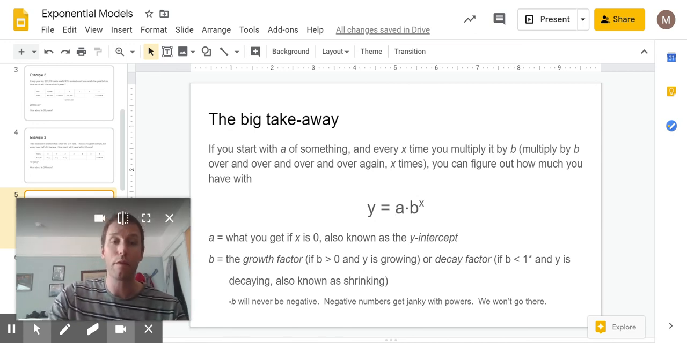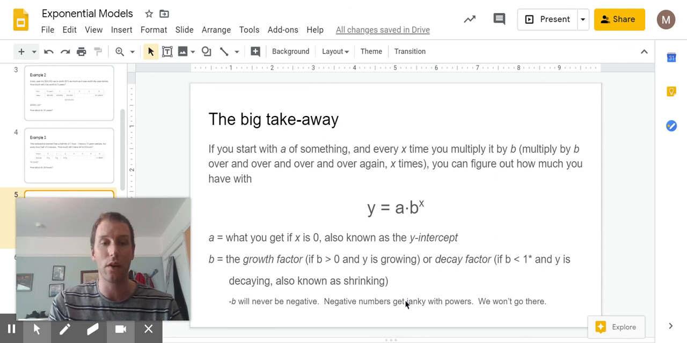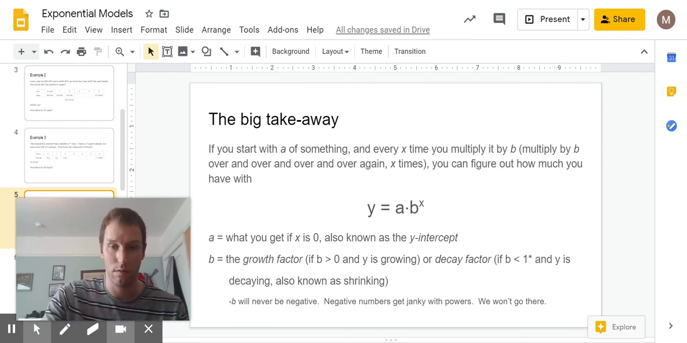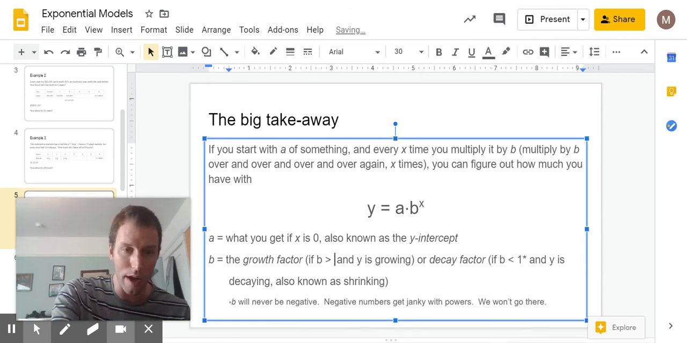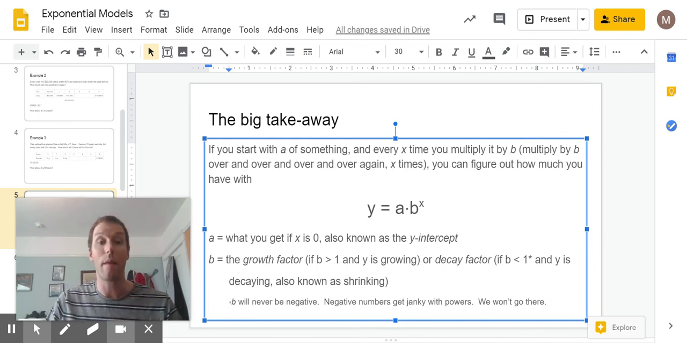We have a funny name for B. If B is greater than, not greater than 0, greater than 1. If B is greater than 1, that means Y is growing. We're multiplying it by a number bigger than 1, which causes things to get bigger. Then we call B the growth factor. If we're doubling, B is 2. The growth factor is 2. If we're tripling, B is 3. The growth factor is 3.